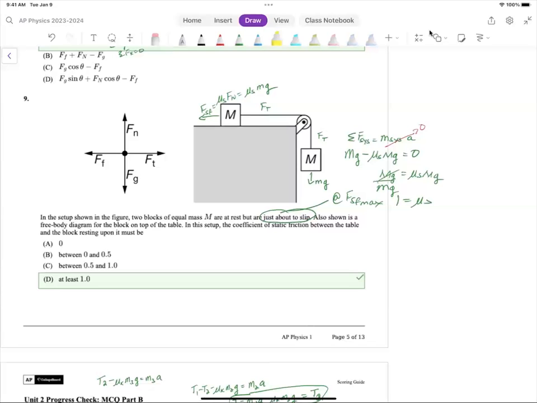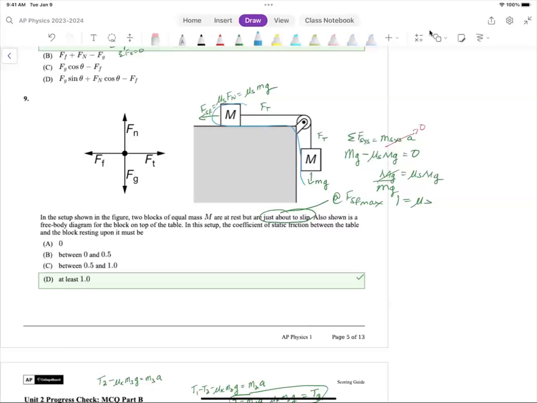As shown in the free body diagram for the block on top of the table, the coefficient of static friction between the table and the block must be, well, don't guess. I want to guess, don't guess. I'm going to solve. I've solved it already to the right. I'm going to sum the forces acting on the system, okay? The system, the two block system.